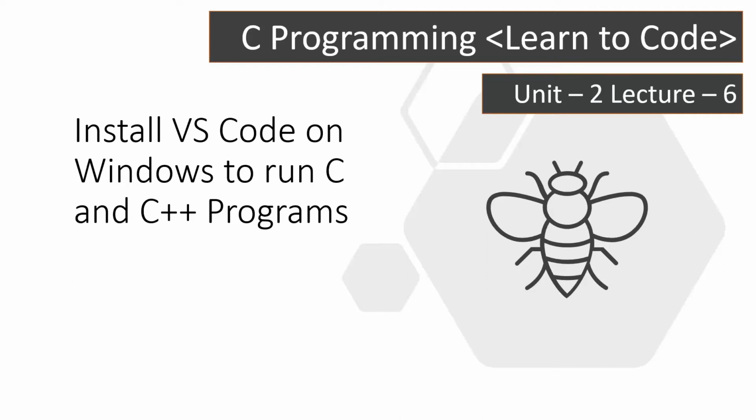And welcome to the course on C Programming Learn to Code series. This is the 6th lecture of Unit 2, and in this lecture we will see how to install VS Code on a Windows machine and how to run C or C++ programs using VS Code. So let's begin.